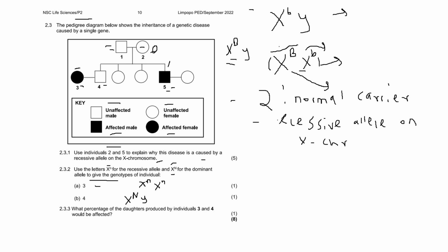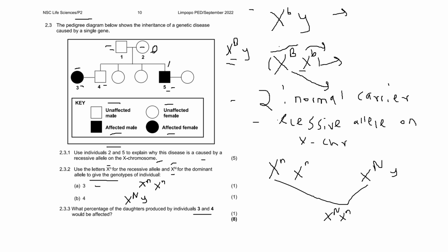What percentage of daughters produced by individuals 3 and 4 will be affected? So 3 and 4 are having kids now. Okay, let's do the crossing quickly. We know 3 has the condition, so it will be X small n, and the other X also small n. That's number 3. Number 4, we know they are normal, so it will be X big N and Y. That's for normal. So the possible kids will have that. It will be X big N and X small n.